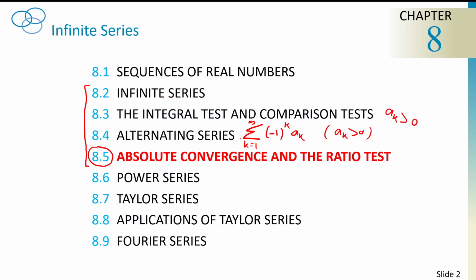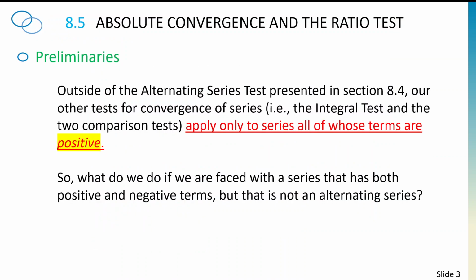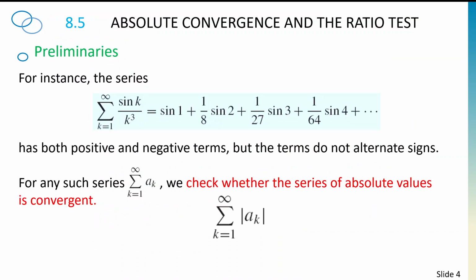Now, sometimes we face a series that has negative and positive terms, but they are not alternating series. How can we deal with this series? How can we check their convergence? The idea here is really simple. What we need to do is just take the absolute value. Remember the function of the absolute value: it changes the terms into positive terms.